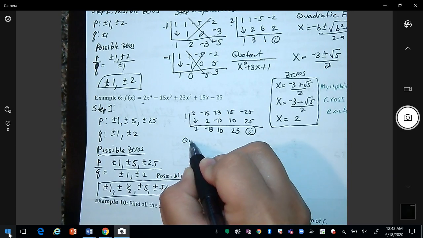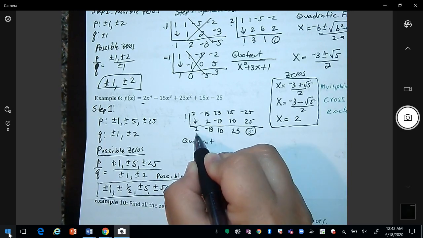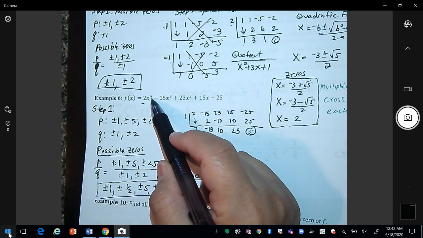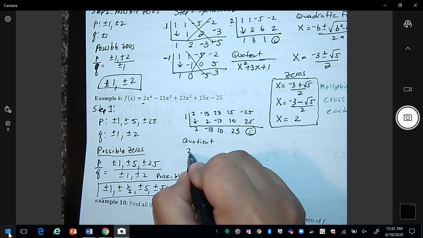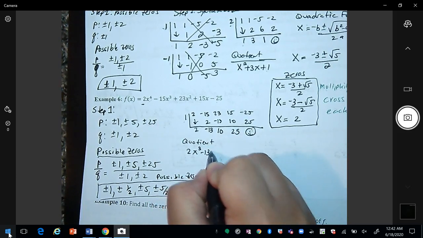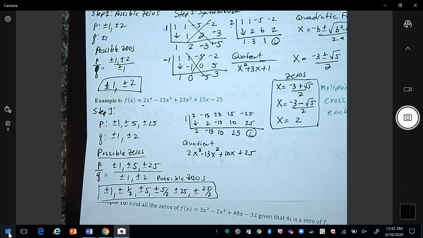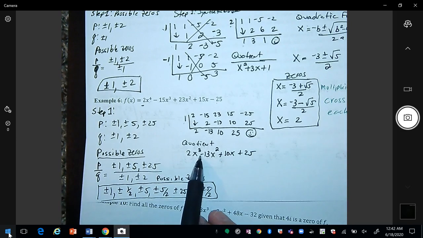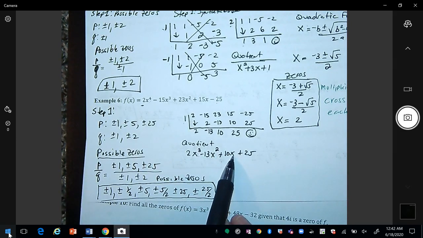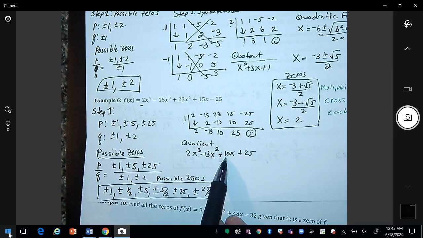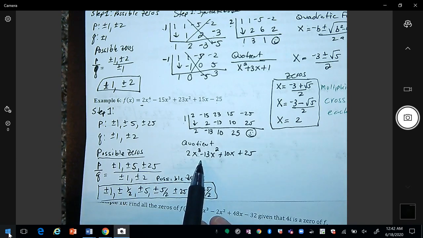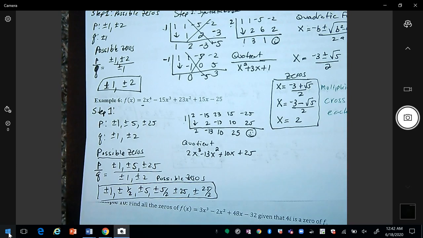So now we look at our quotient. So we go one less power since we started with 4. Now this is going to be 2x cubed minus 13x squared plus 10x plus 25. So notice here that our quotient is not quadratic. So we cannot use a quadratic formula, or we cannot factor this, or if you want to try to factor by grouping, you can. So if this is not possible to factor, then we start the process over.